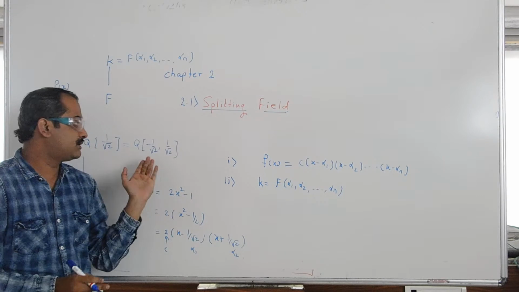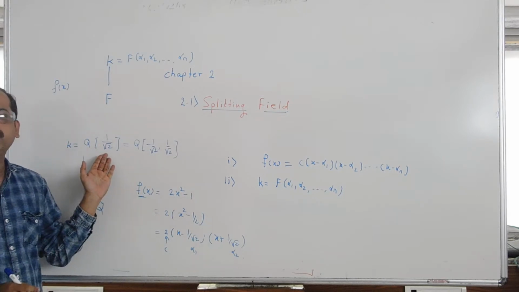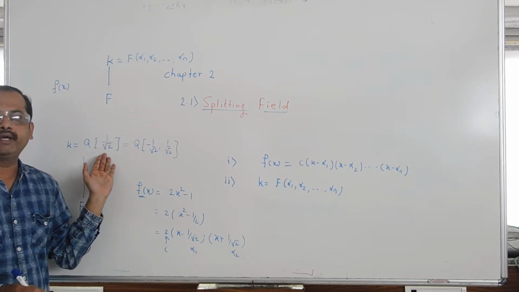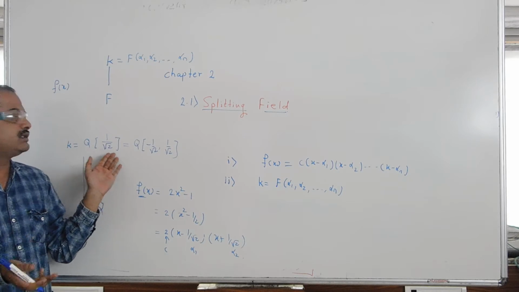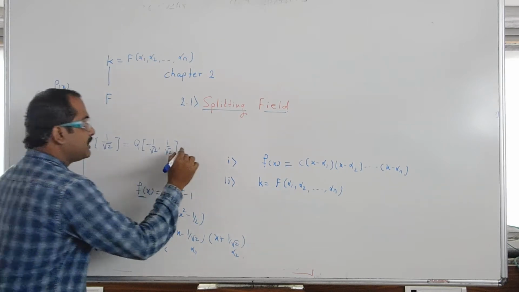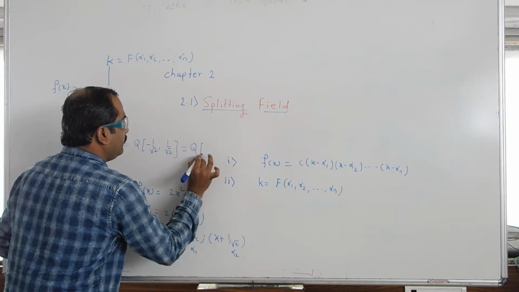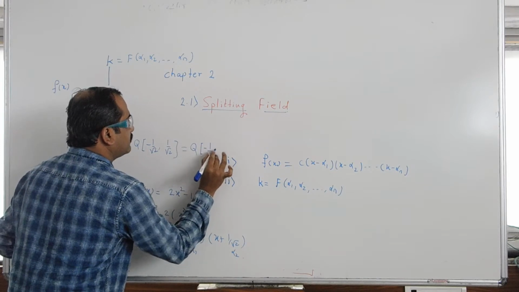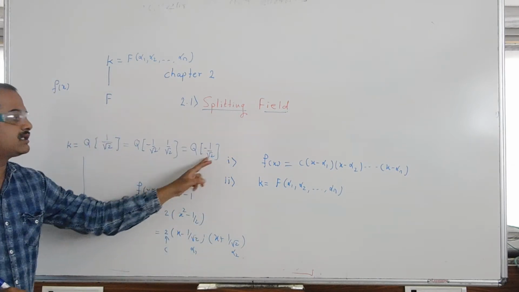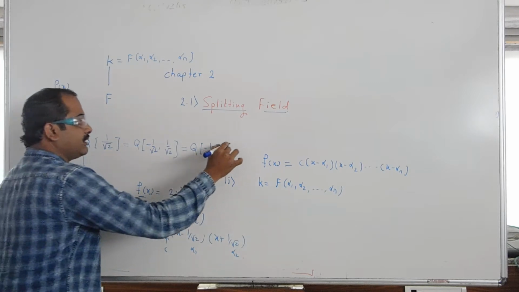So the inverse exists. What is 1 upon root 2? The inverse of 1 upon root 2 added to the inverse of minus 1 upon root 2. So it is there in this one. So this is same as Q of minus 1 upon root 2 also. Remember this one. All these are the same.